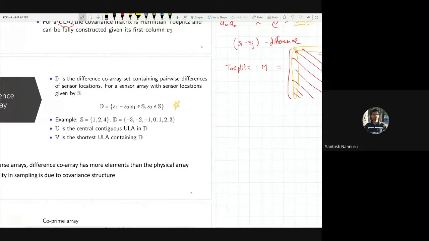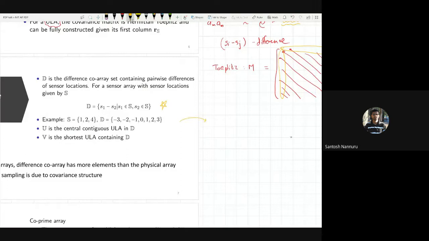So in this example, 1 minus 1 is 0, 2 minus 1 is 1, 4 minus 2 is 2, 4 minus 1 is 3. So 0, 1, 2, 3, all the 4 numbers you get. And then the negative of each of these, because I can also do 1 minus 4, 2 minus 4, which is the opposite. So I will always get it symmetrically in the negative direction as well. So that is the difference set.